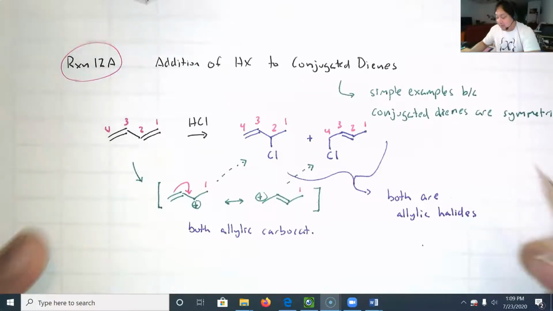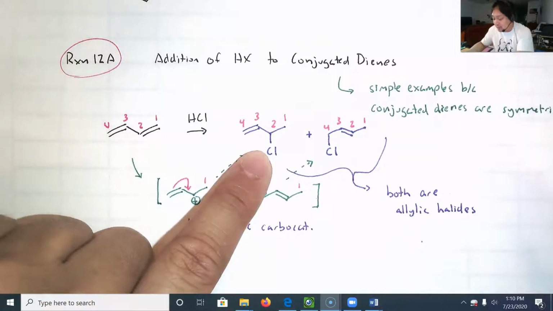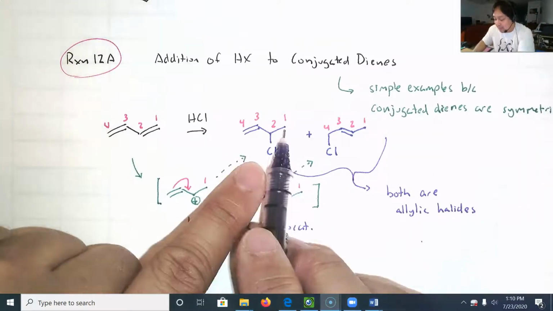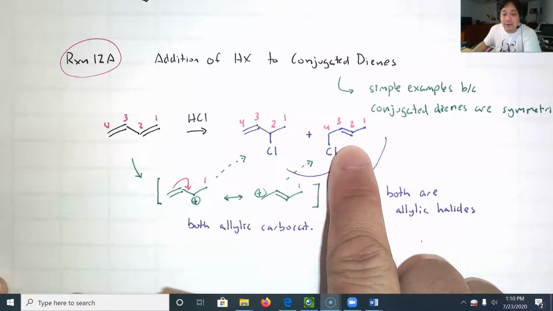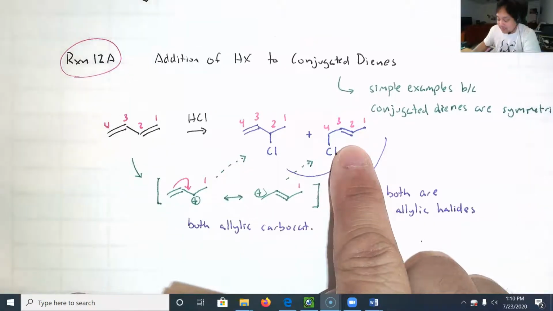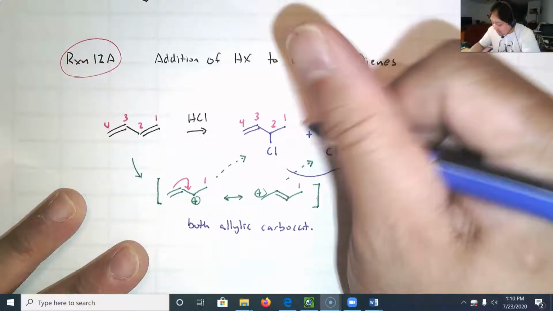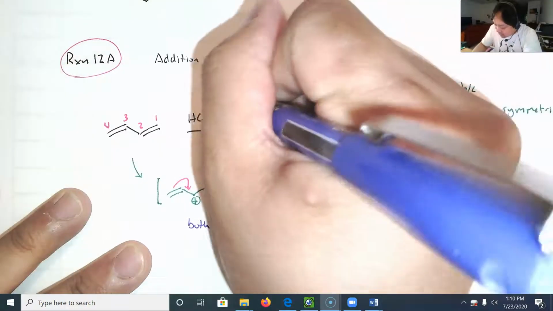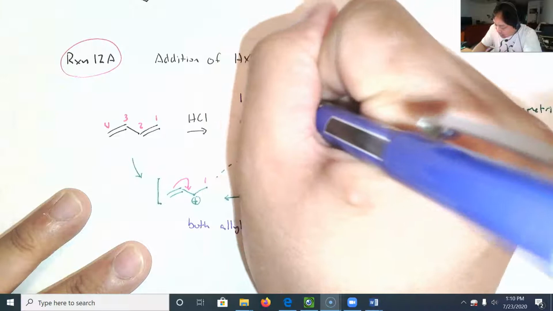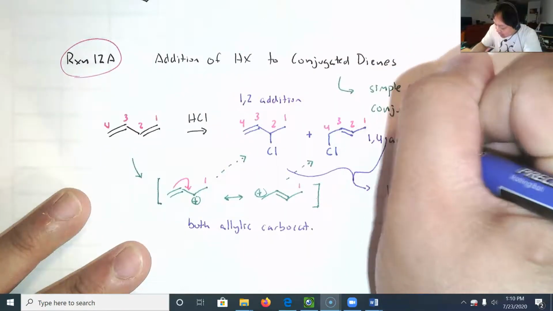Oh, and look where we're making the attachments. This is called 1,2 addition because we added hydrogen on 1, chlorine on 2. What do you think this is called? This is called 1,4 addition. I know it's getting crowded, super crowded actually, and I'll just put here 1,2 addition, and this is 1,4 addition.